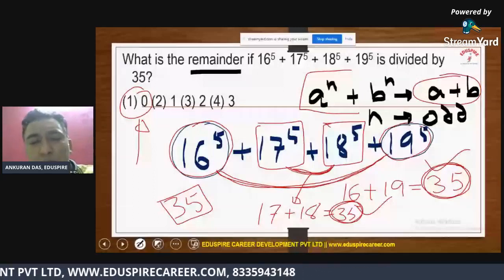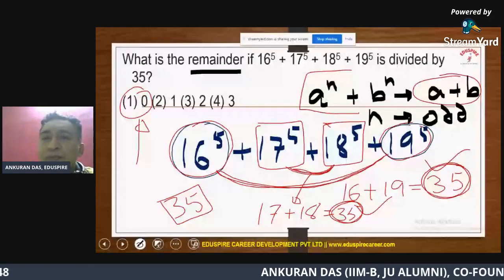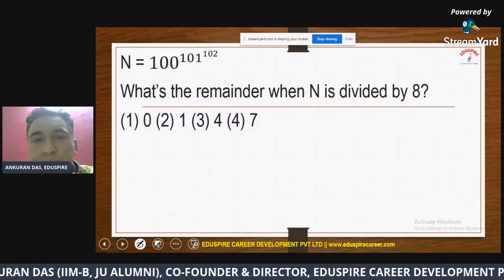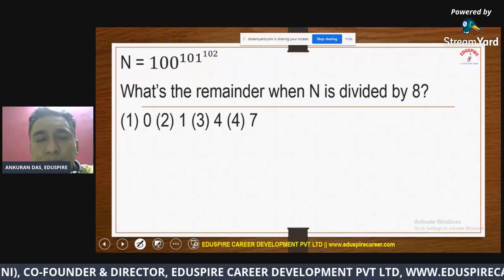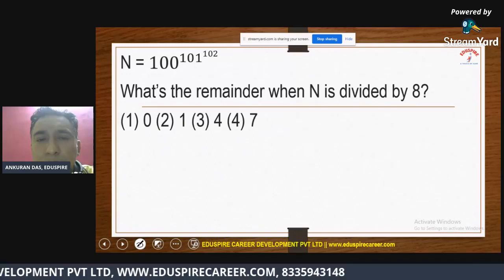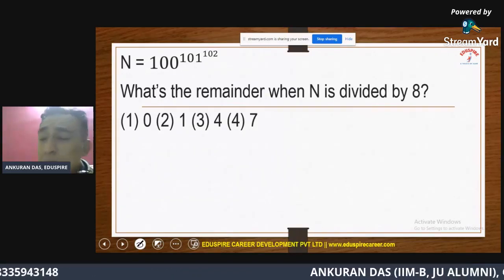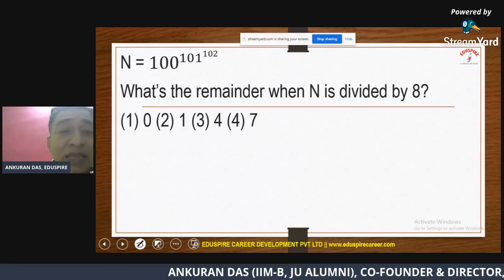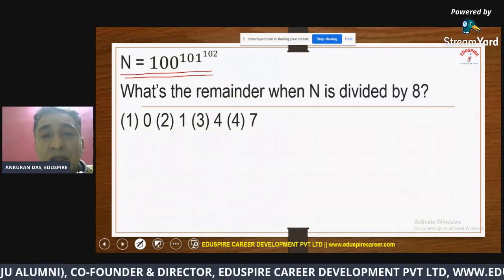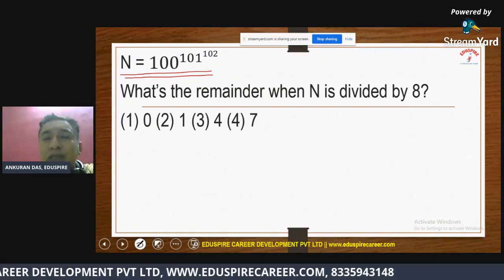All right, a typical question on remainders. Let me now take you to the next one. Please go through this. While the expression looks a little horrible, on the right hand side, especially 100 to the power 101 to the power 102, it is an absolute googly, I must tell you.